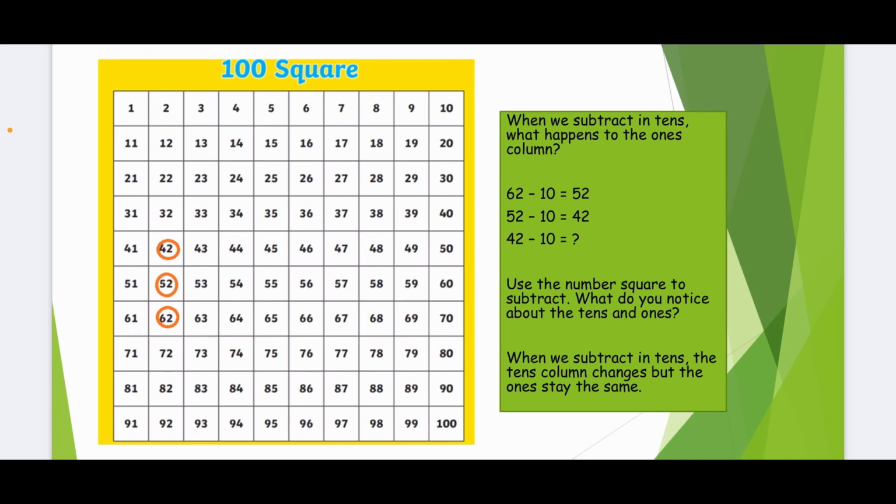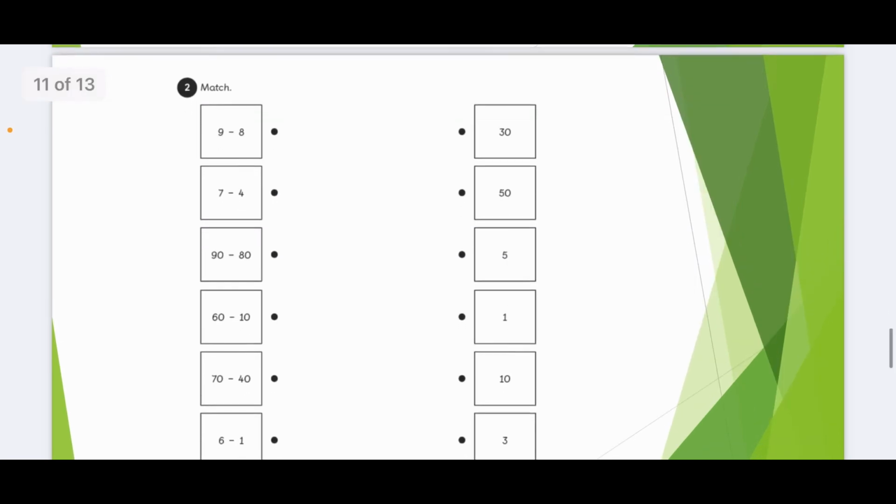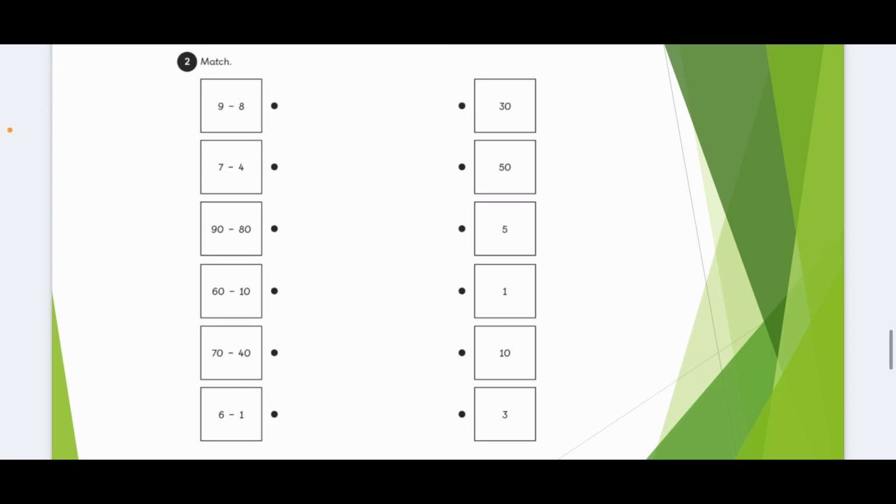So you can see that the tens column has changed from 6 to 5 to 4, but the ones column has stayed the same. And that's because when you're subtracting in tens, you take away 1 ten and 0 ones, so the ones column doesn't change, it stays the same. And you can pause the video on this slide too and see if you can match some of the subtraction questions to the right answers.